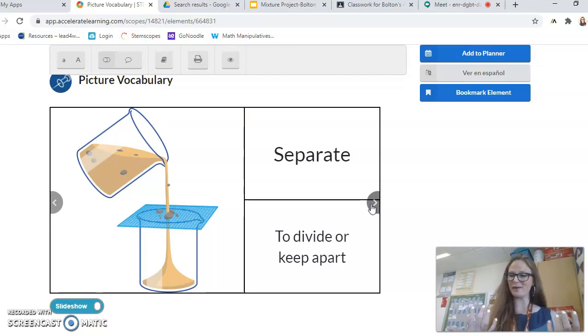Oh, that also kind of reminds me of math. When we subtract, we're separating, right? Or when we're dividing, we're separating. I love the relationships between math and science.